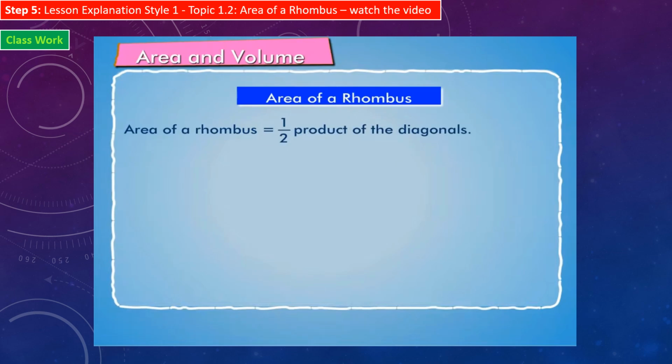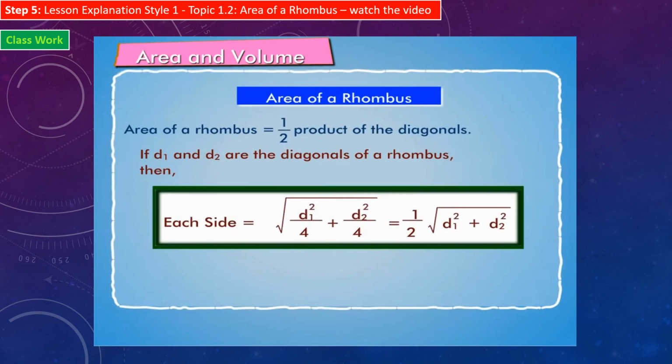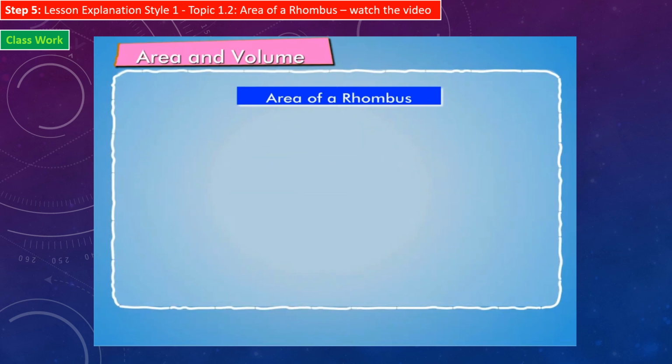We can also find the side of a rhombus when its diagonals are given. So, if D1 and D2 are the diagonals of a rhombus, then each side is equal to under root D1 square by 4 plus D2 square by 4, which is equal to 1 by 2 under root D1 square plus D2 square. Let us understand this by means of an example.